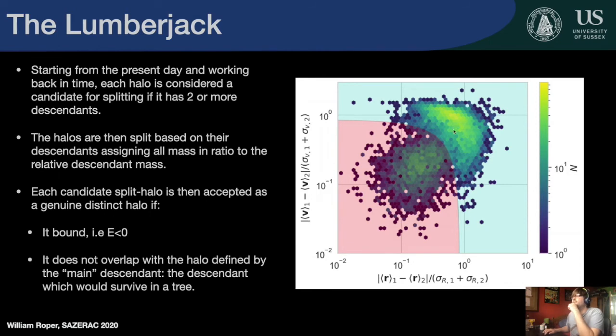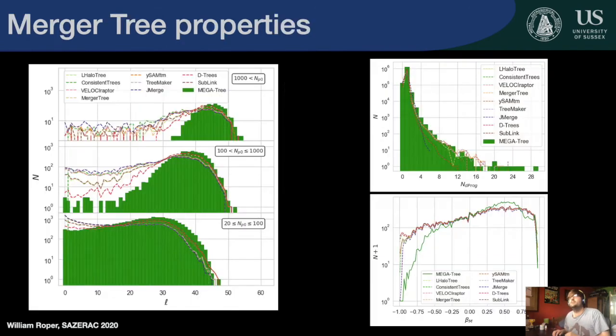But suffice to say that any halo in this red region here are halos that overlap, and we cannot meaningfully split apart, whereas halos in the cyan region do not overlap, and we can meaningfully split into separate halos and take that information forward into the trees. So with all that said, that's all the method. It's probably about time I showed you some results.